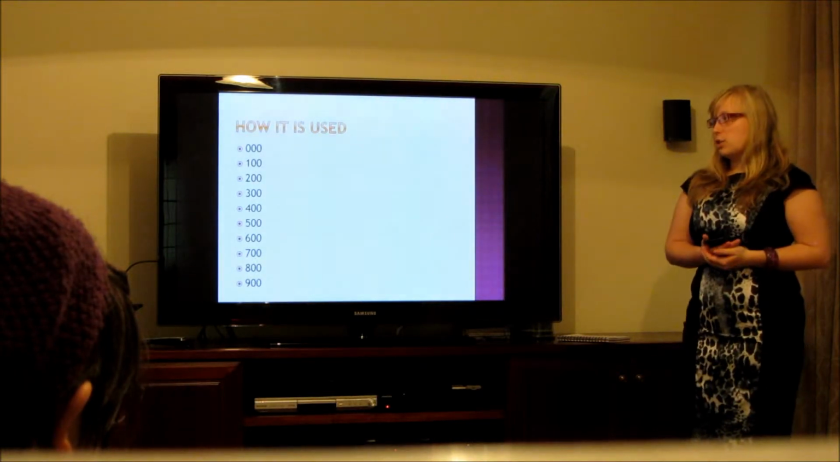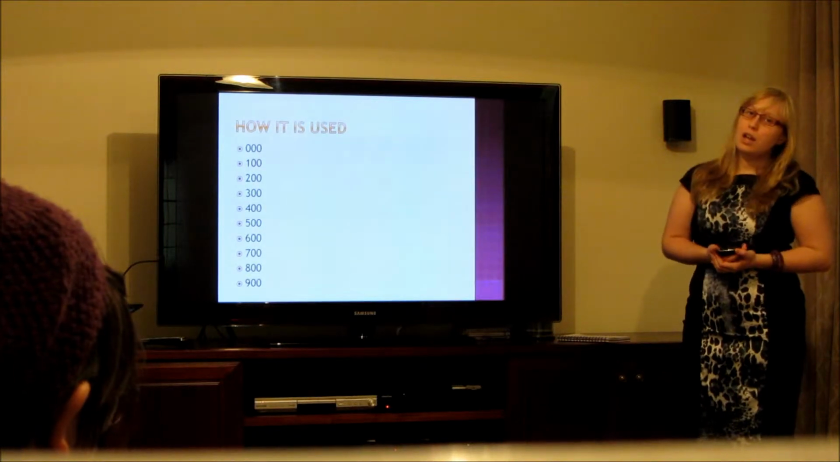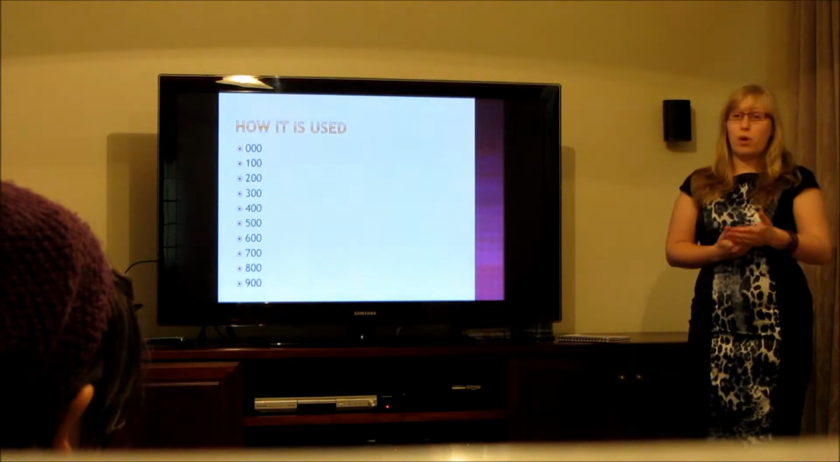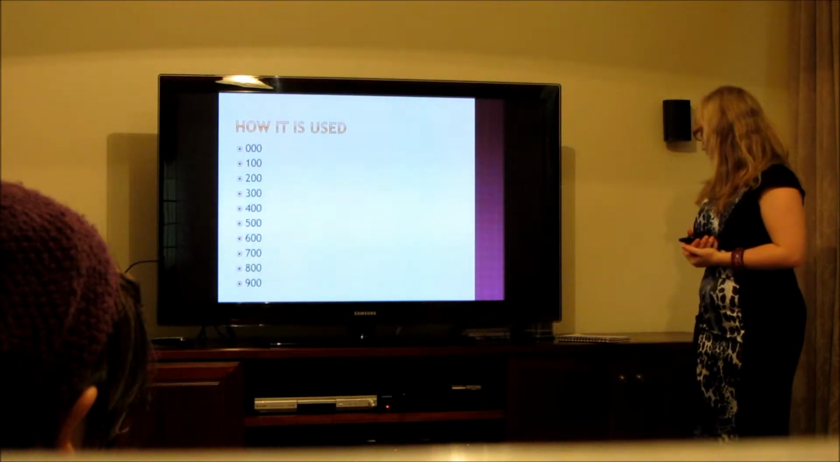400 is language, so all different languages. If you're looking for Italian, if you're looking for French, you'll send people into the 400 section where they'll be able to locate the specific language they're after.